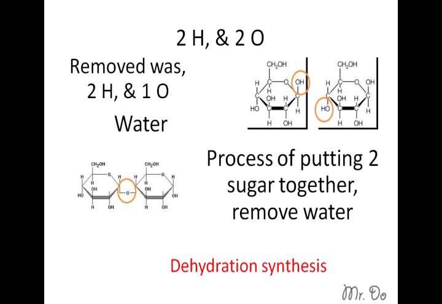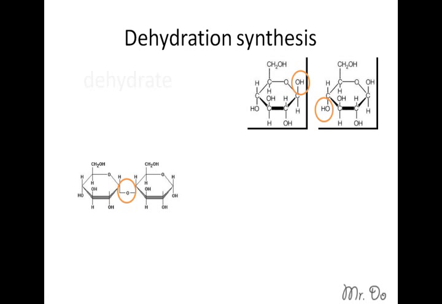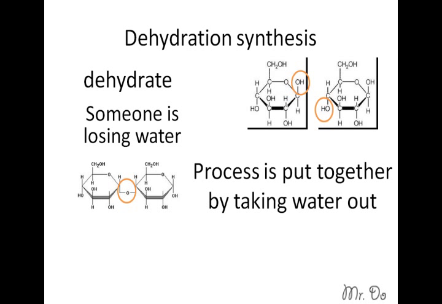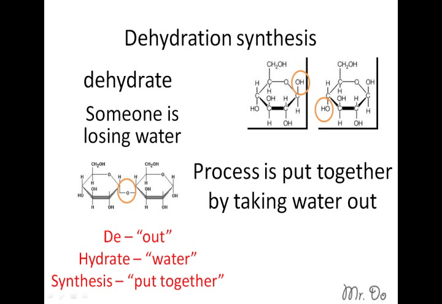And it's called dehydration synthesis. What? Dehydration synthesis. Dehydrate. Remember when a person dehydrates, you're talking to someone, are you dehydrating? Yes. I mean that person is losing water. So the process is to put things together by taking water out. D means out and hydrate is water. So dehydration is taking water out. Synthesis is to put things together. So you put things together by taking water out. So in other words, the sugars are put together by removing the water.